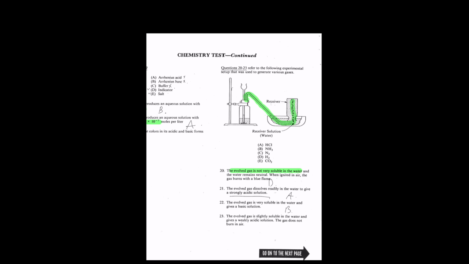Number 23. The evolved gas is slightly soluble in water. Okay, so because HCl and NH3 are both very soluble, they're not the answers. Slightly soluble in water and gives a weakly acidic solution, and the gas does not burn in air. We know it's not hydrogen, and gives a weakly acidic solution. So the answer is E, and that's because when CO2 is bubbled in water, it produces a weak acid called carbonic acid, which has a chemical formula of H2CO3. So this is how the reaction should look. And yes, carbon dioxide is slightly soluble in water, so it should be E.